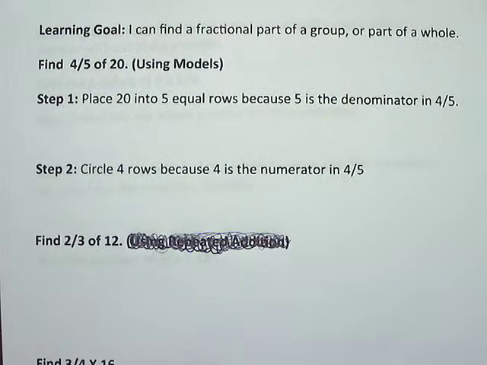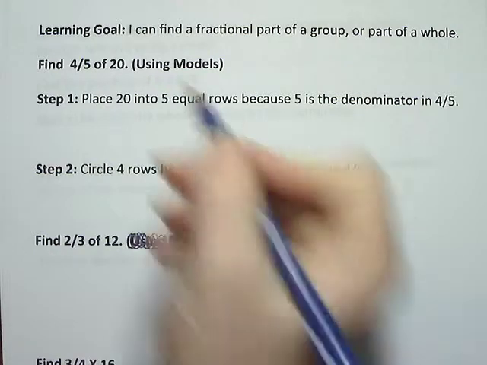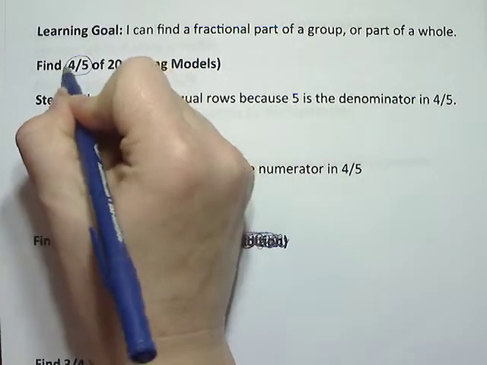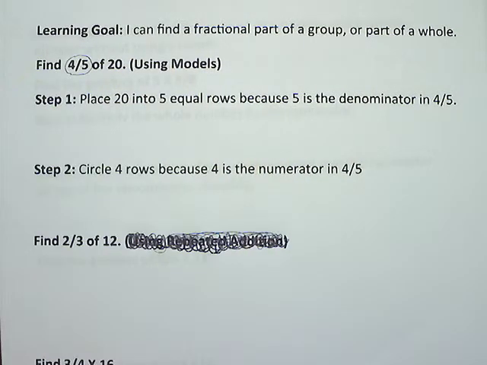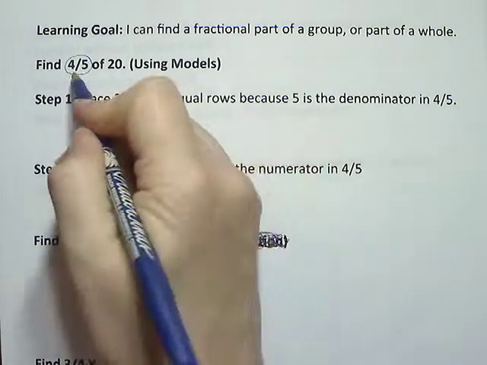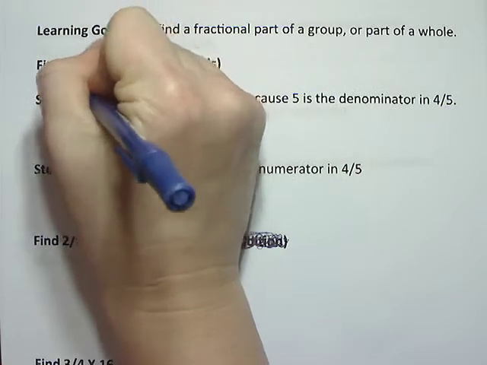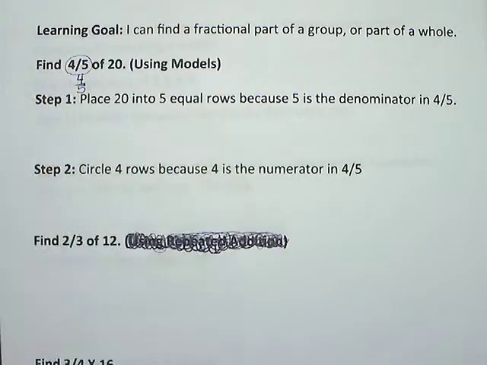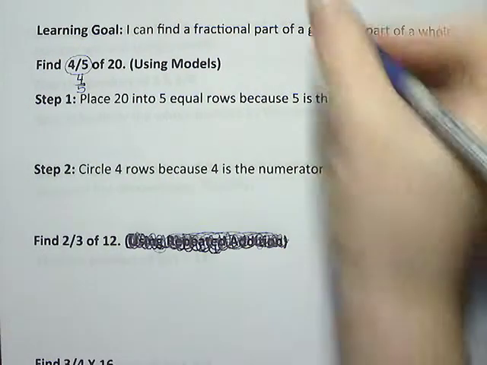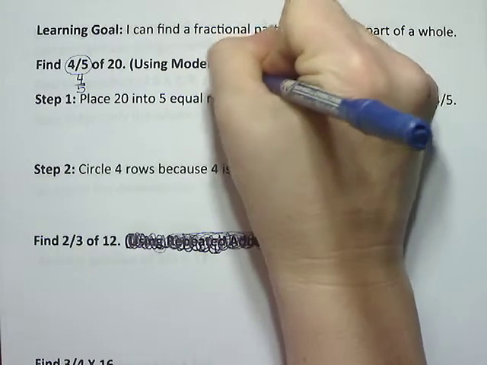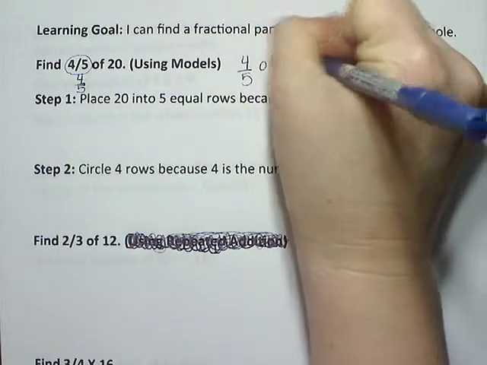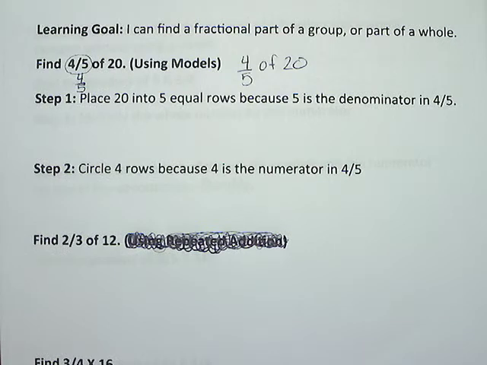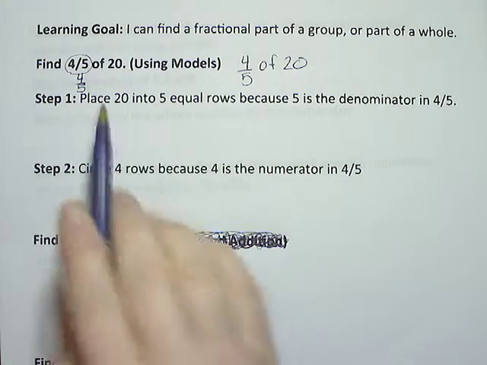If you look, the problem that we have is finding 4/5 of 20. Using models is the first way that we're going to learn. 4/5 right here isn't written in the traditional way, but this is still a way that you can write 4/5. This is what it would look like if you wrote it out the other way. So we're trying to find 4/5 of 20, just for those of you who might not have seen 4/5 written like this.